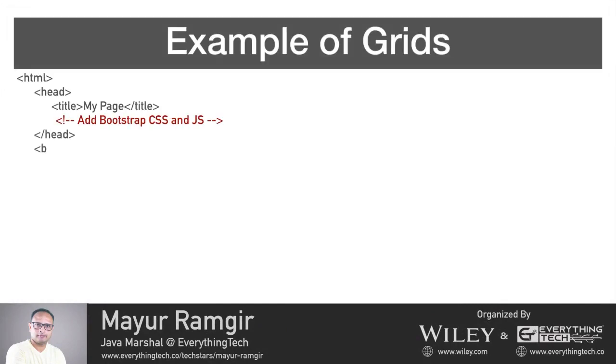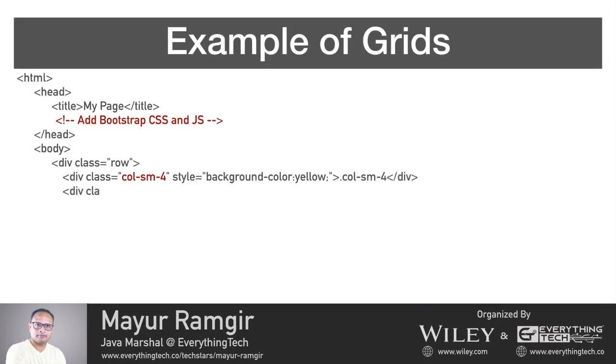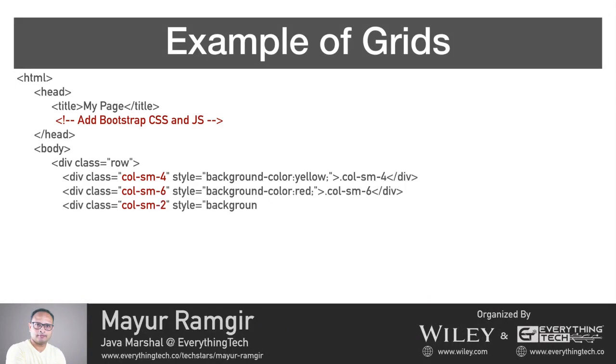Let's explore one small example of grids. In this example, you can see we have our div element with row as the class name. This div element contains three more divs with class names col-sm-4, col-sm-6 and col-sm-2 respectively. The grid contains a total of 12 columns per row and hence this combination must have a total of 12 columns. In this example, we have 4, 6 and 2 columns.